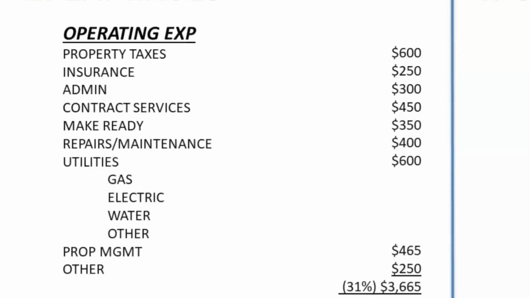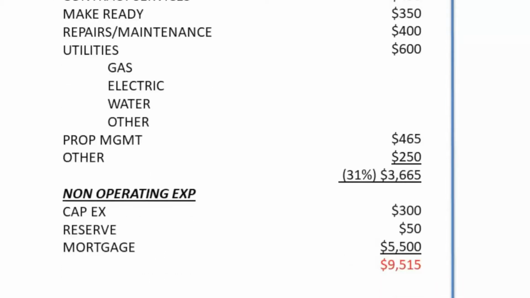On average, between 25 to 35%, upwards to 40% sometimes on certain older properties, really depends. That is the percentage of operating expenses, the ratio of that expense to your effective gross income, that $11,590. So in this case, we're looking at operating expenses of $3,665.